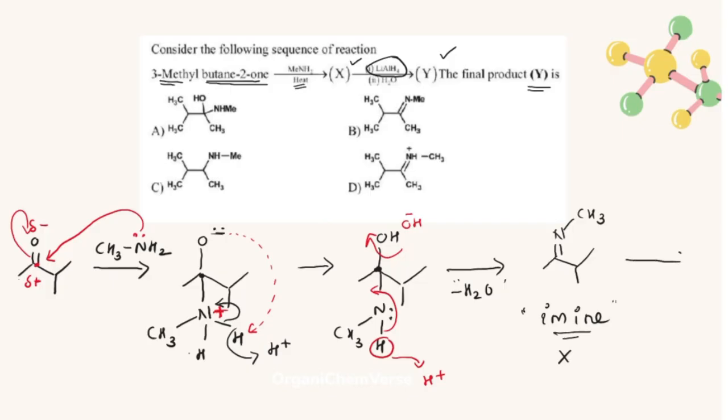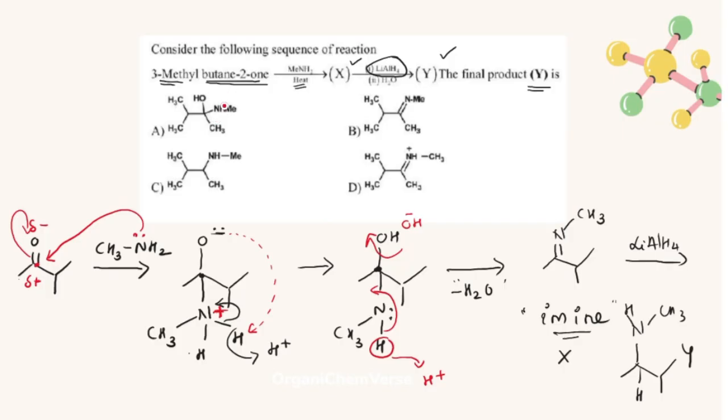Now, ultimately, lithium aluminium hydride followed by hydrolysis is going to reduce the double bond between carbon and nitrogen. So what happens? This is forming CH3, and here the hydrogen will add, here also the hydrogen will add, like this. And where do we have this Y as a product, in which options?